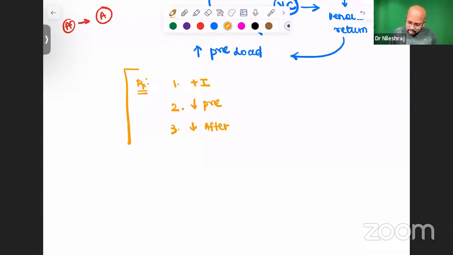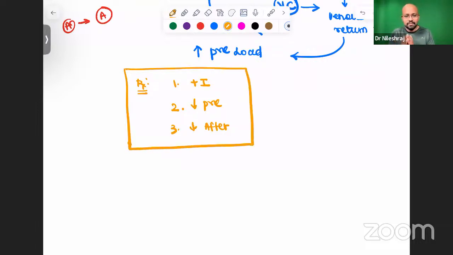तो क्या करना पड़ेगा हम लोग? Cardiac contraction जो हो रहा है, we have to increase it. Preload and afterload, which is primarily due to the venodilation, venoconstriction, and arterial constriction, we have to decrease it. Well, that's the concept behind. So how do we do that?